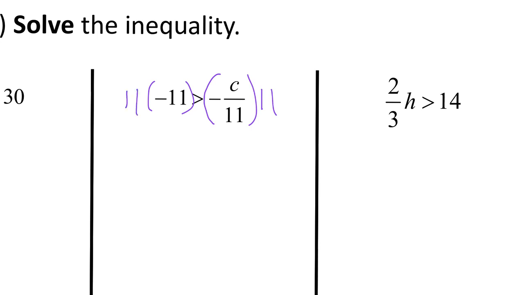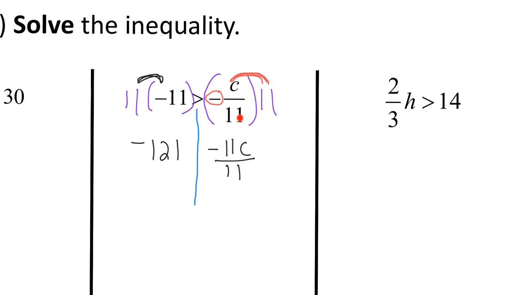So let me just put the line here so we know what side we're looking at. So the left side, we're going to get a negative 121 when you multiply 11 times negative 11. On the right side, be careful. We do have a negative c. So when you multiply negative c times 11, that's going to be negative 11c. And you keep the denominator.